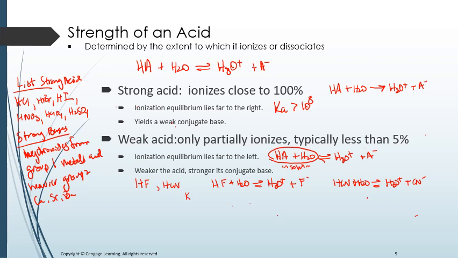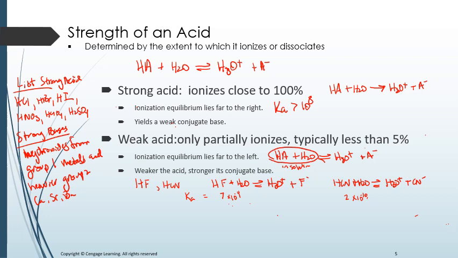Now the K values for these reactions, this one here is somewhere roughly around 7 times 10 to the negative 4th power, and the hydrocyanic acid is somewhere roughly around 2 times 10 to the minus 10th. So it's a little bit off from that, but it's very close.